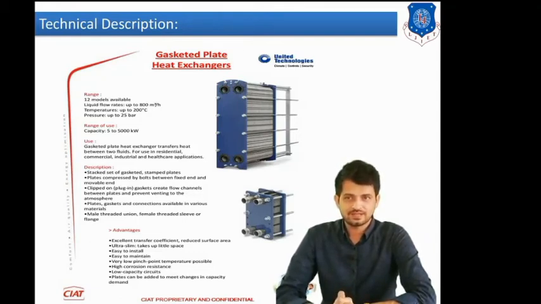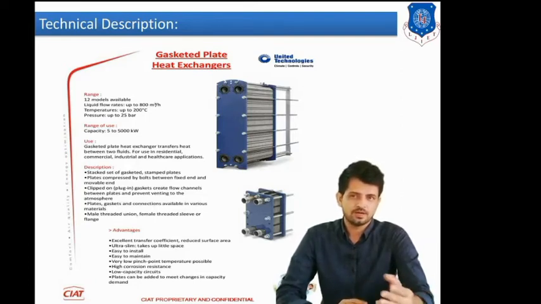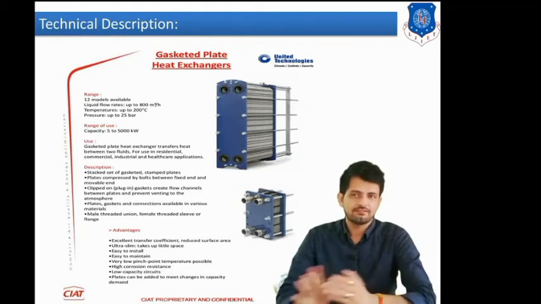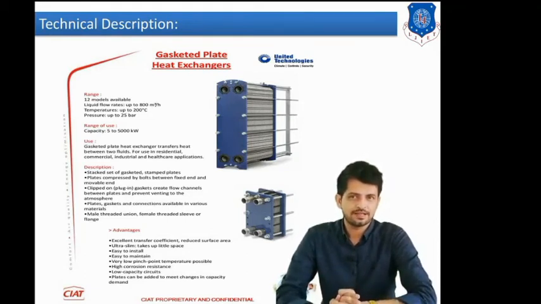As you can see on your screen, we have shown the technical description of gasketed plate heat exchanger. Okay. In this you can see the range is written, then we have also written the range of use, then what are the uses, description, advantages. See, it is not compulsory that you have to use all the elements. You can use any of the elements. So technical description can be given in different forms, but the standard format is what we have explained earlier, right? So this was about technical description. I hope it is clear to everyone.